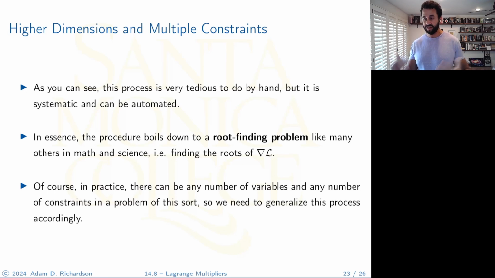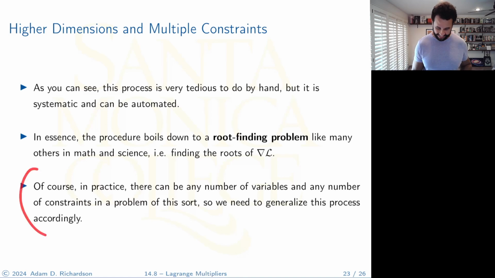Humans come up with the theory, and then we have computers go through the really dirty, tedious work of it, right? In essence, like I mentioned already, all of this boils down to a root finding problem. Root finding problems are everywhere in math and science. Pretty much you do everything you can to convert your problem to one where you're finding roots, finding zeros. Once you've formulated your problem in that context, there are thousands and thousands of algorithms you can use to find roots. So we're just trying to find the roots of the gradient of the Lagrangian. That's all we're trying to do.